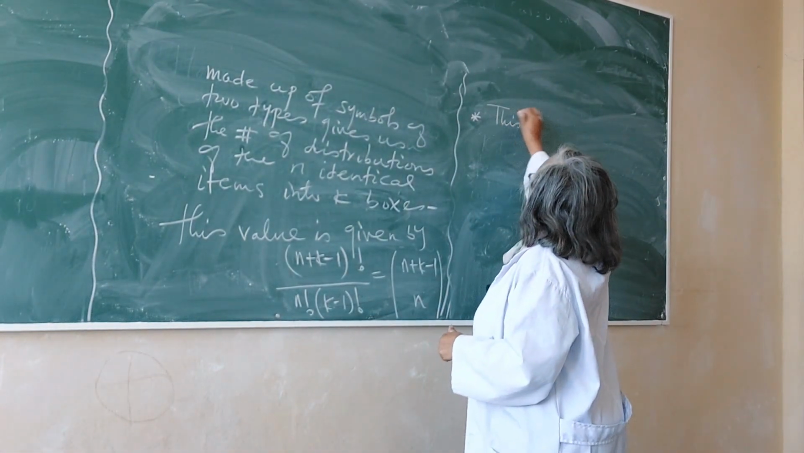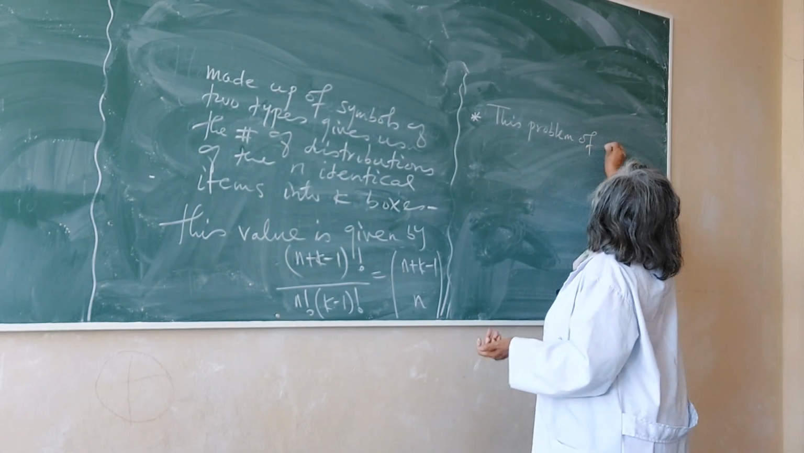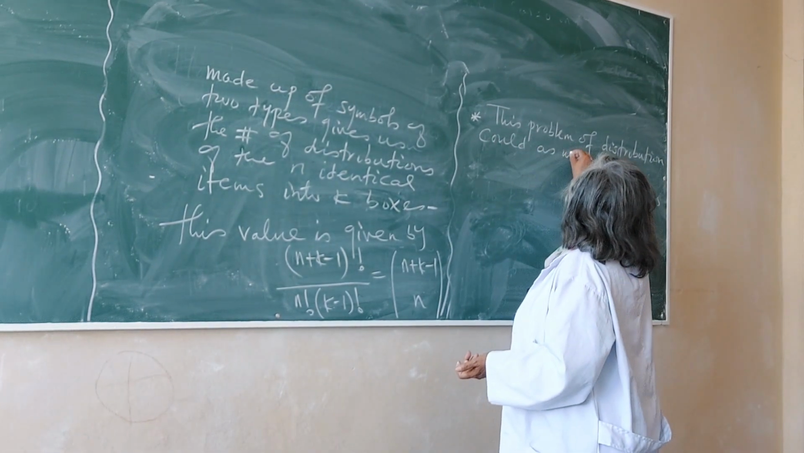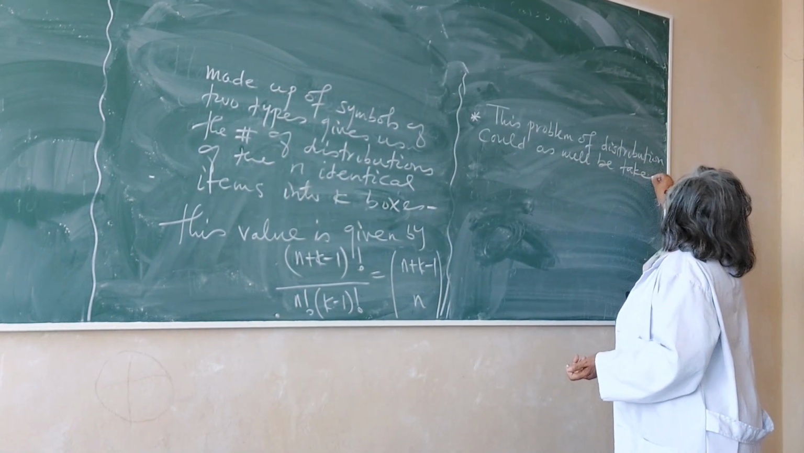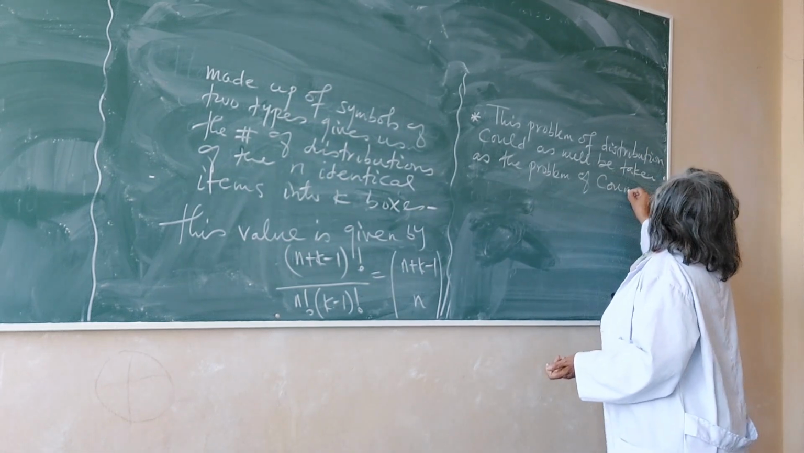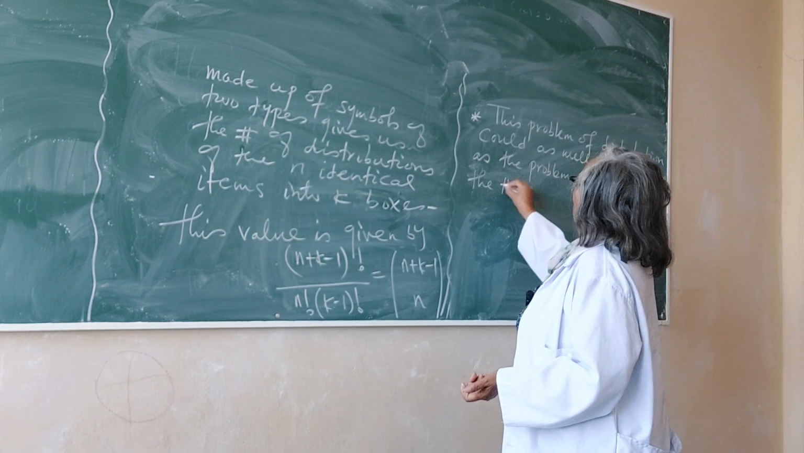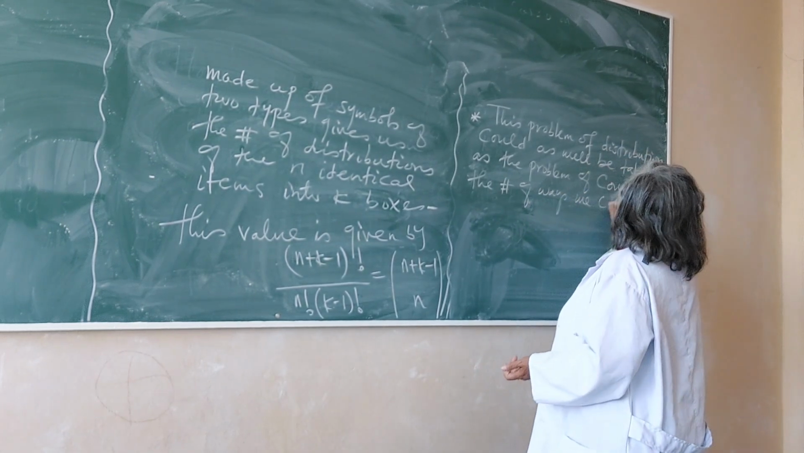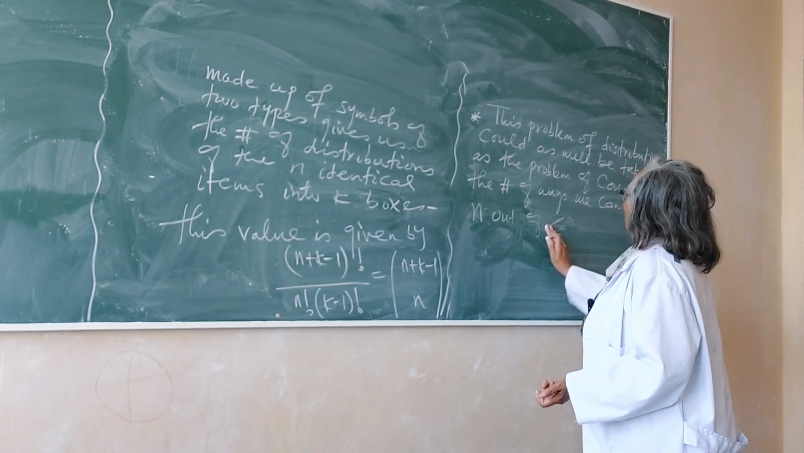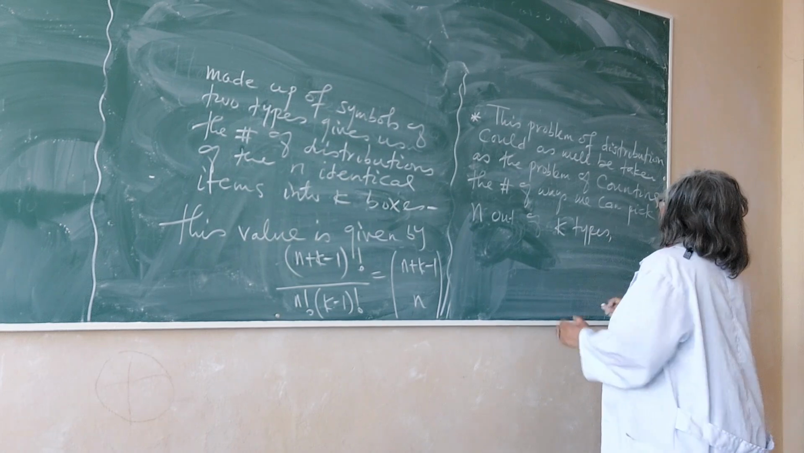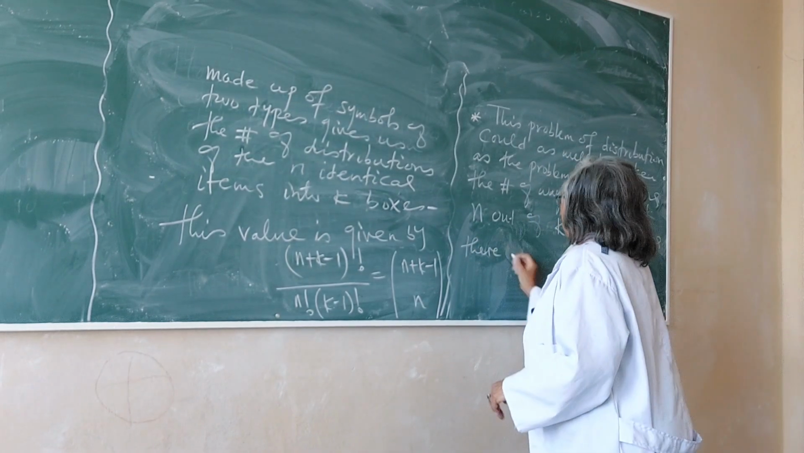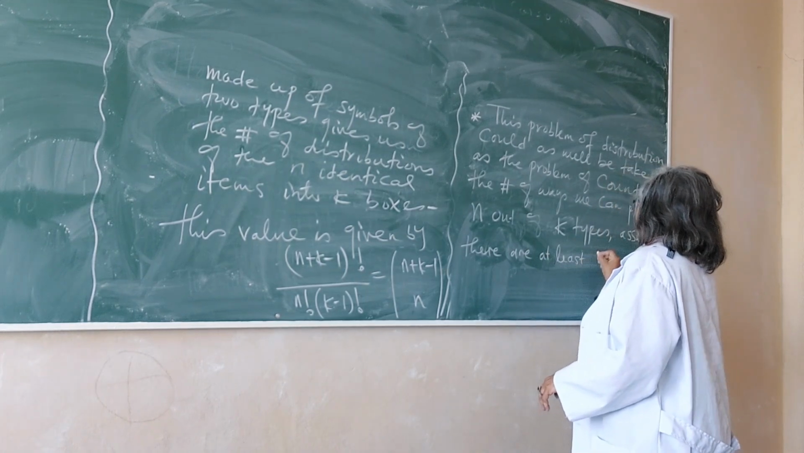Okay, this problem of distribution could as well be taken as the problem of counting the number of ways we can pick n out of k types, assuming there are at least n from each type.